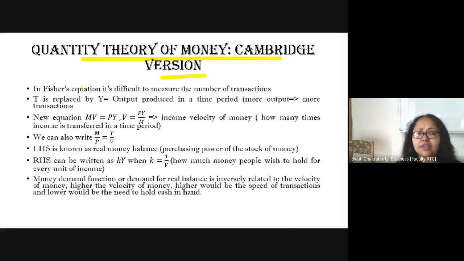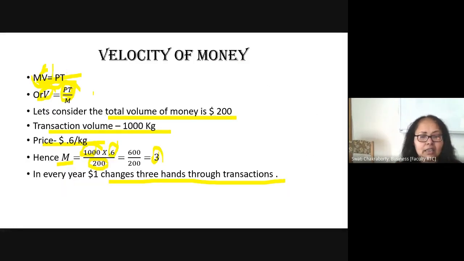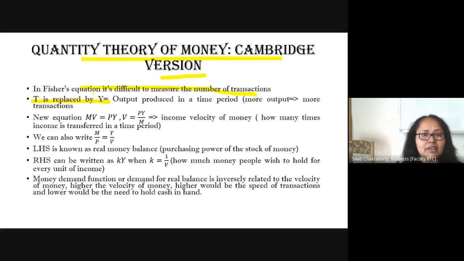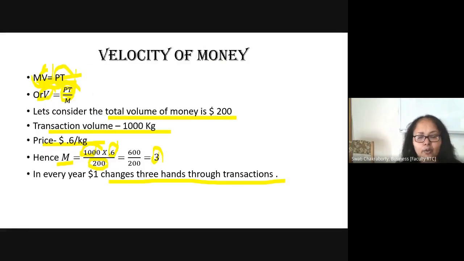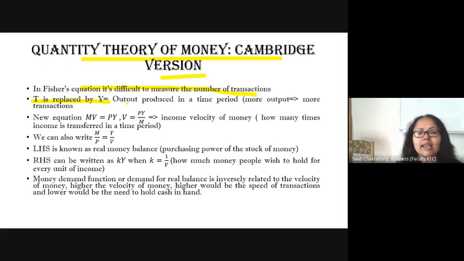So let's go to the next part, that is the quantity theory of money, the Cambridge version, right? In Fisher's equation, it is difficult to measure the number of transactions. So T is replaced by Y. In the same equation where we had MV equal to PT, instead of T we are writing Y, right? So Y is the output produced in a time period. So more output, what happens? More number of transactions. So the new equation of the quantity theory of money will be MV equal to PY.